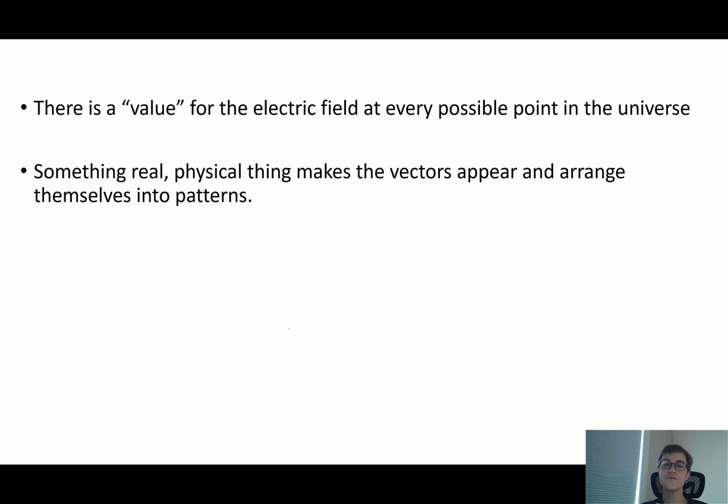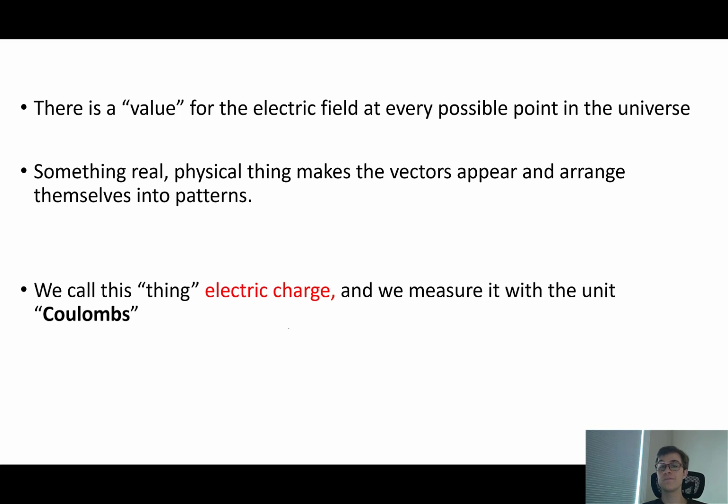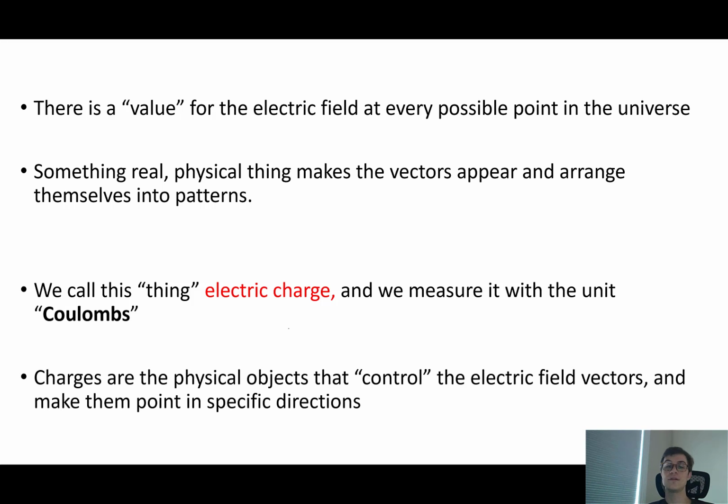But some real physical thing actually makes these vectors appear and arrange themselves into patterns. It's not like you can randomly choose a vector for every point. It has a specific vector because of the physical objects around it. We call this thing that actually makes the vectors appear electrical charge, and we measure it with the unit coulombs. So electric charges are the physical objects that control the electric field vectors and make them point in specific directions.